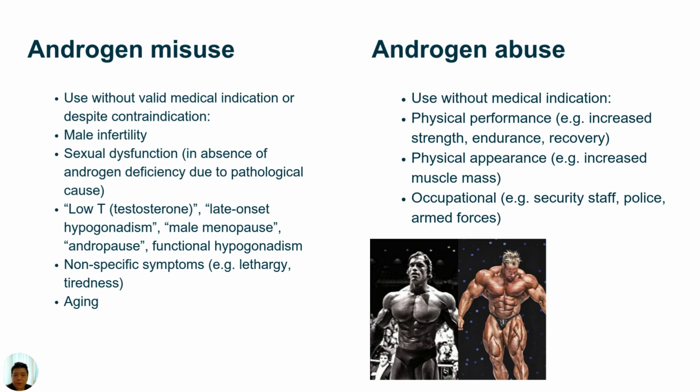So nowadays, body buildup is very common, and the patient may have a history of androgen misuse or androgen abuse, which means using exogenous testosterone without medical indications, either for physical performance to increase strength, endurance, and recovery from sports, and also for physical appearance with increased muscle mass, and also sometimes for occupational usage for some security staff, police, or armed forces.